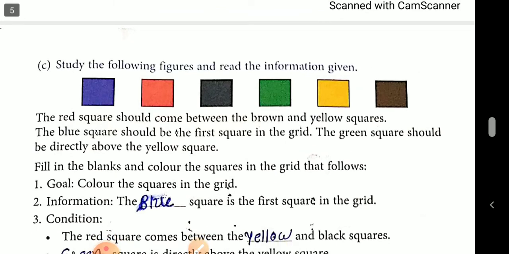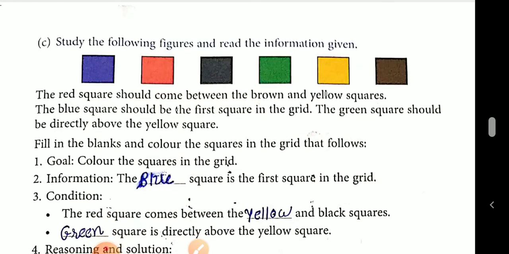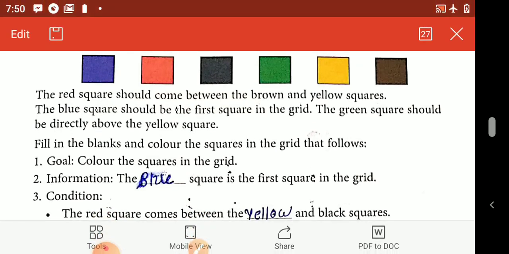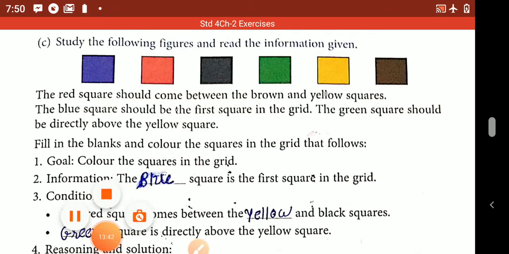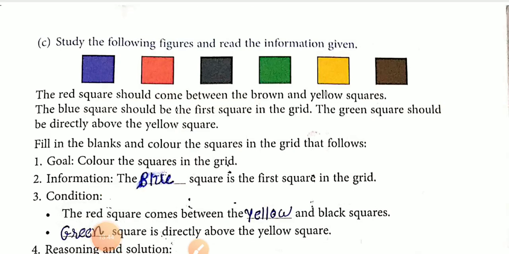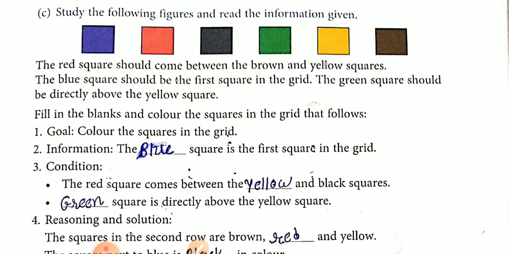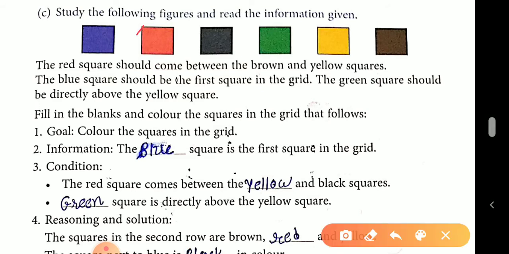Now we move to our C point. Question C. Study the following figures and read the information given. The red square should come between the brown and yellow. It means here.